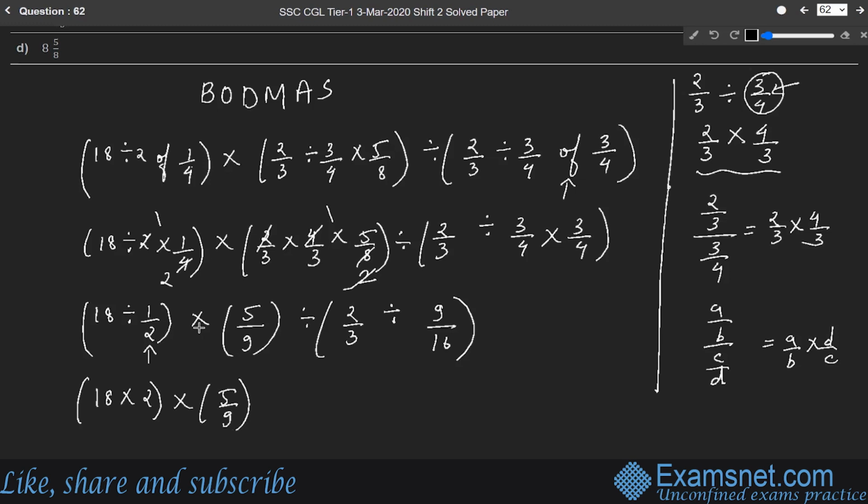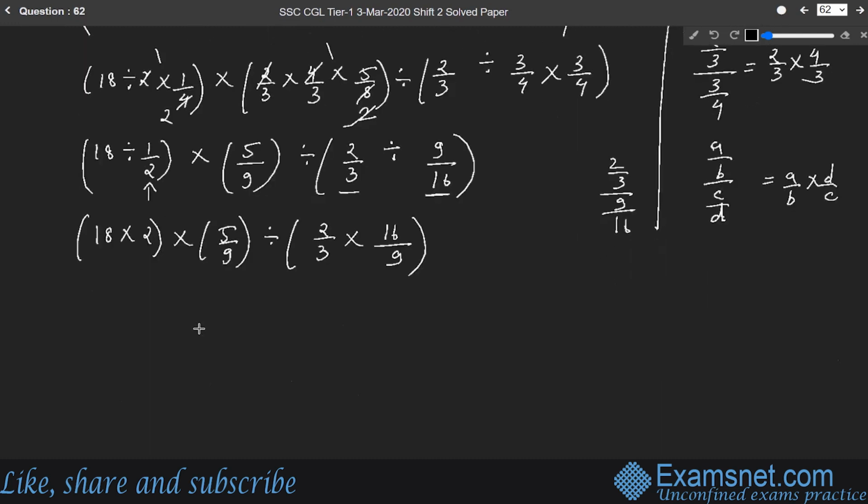Again, here there is a division sign and we have 2 by 3 divided by 9 by 16. Okay. So when we remove this sign of division, it will be 2 by 3 multiplied by 16 by 9. All right. This is also in the same form, 2 by 3 by 9 by 16, which is in the form of a by b by c by d. That is why it is equal to 2 by 3 into 16 by 9. All right. Now 18 into 2 is 36 multiplied by 5 by 9.